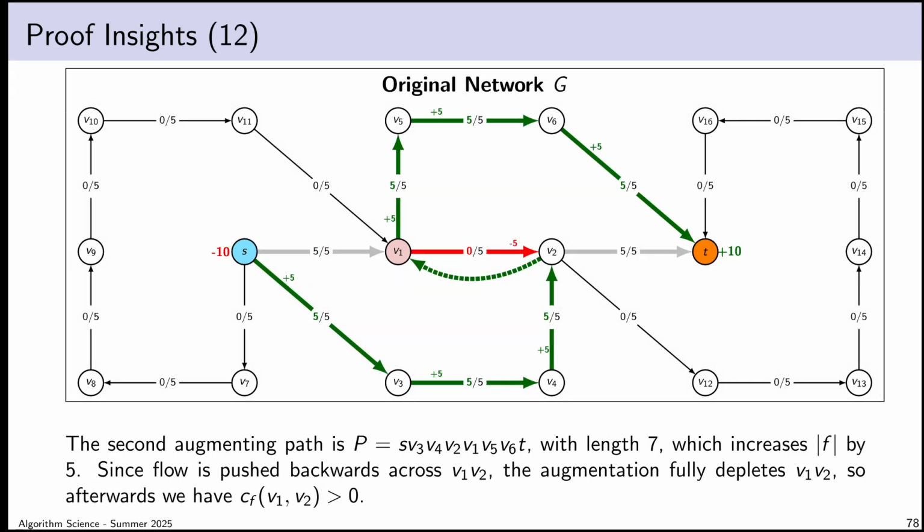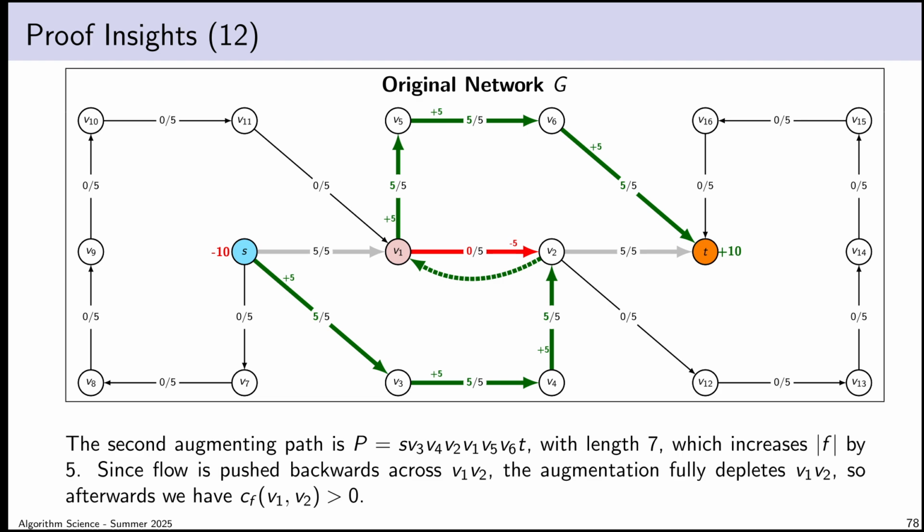Okay, so the next augmenting path is actually this one. So the path S to V3 to V4 to V2 to V1 to V5 to V6 to T. And we can observe that that is definitely shorter than the alternative. The other augmenting path I could try would be the one that goes all the way through the graph, which is pretty clearly pretty long. Okay, so I perform this augmentation.